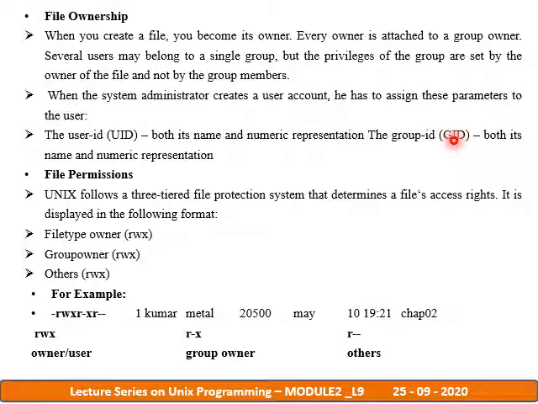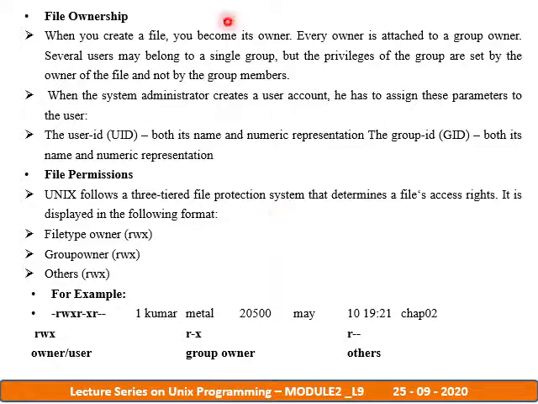Next is file permission. The third attribute is file permission. Unix follows a three-tiered file protection system, which determines file access rights, so who has access to a particular file. There are three different types of users who can access a file: the owner, the group owner, and the others.